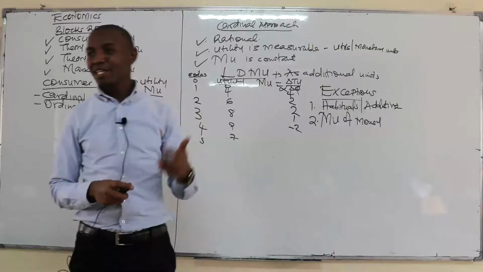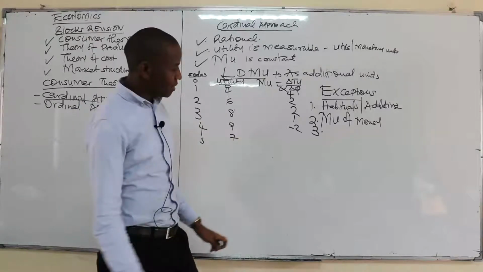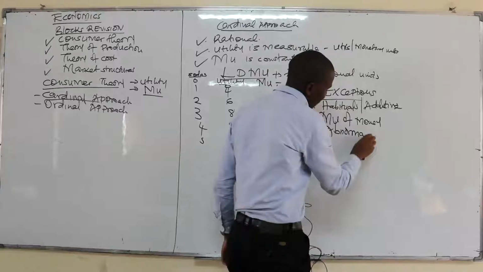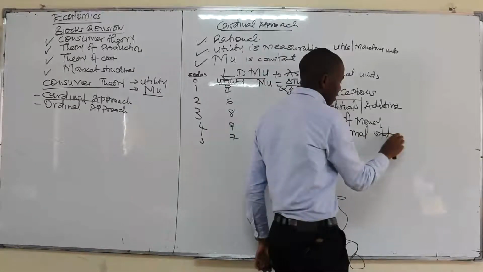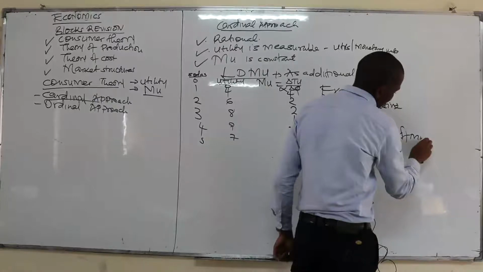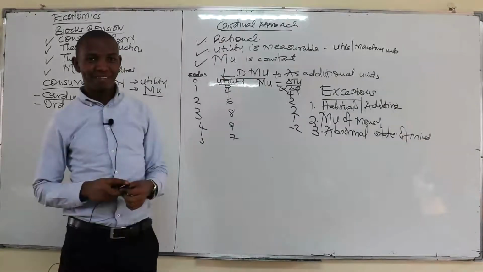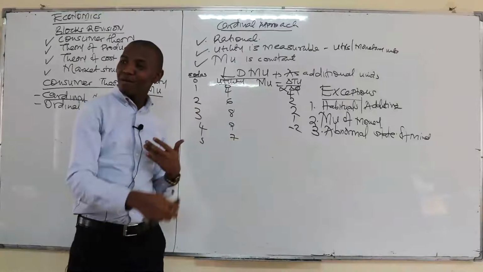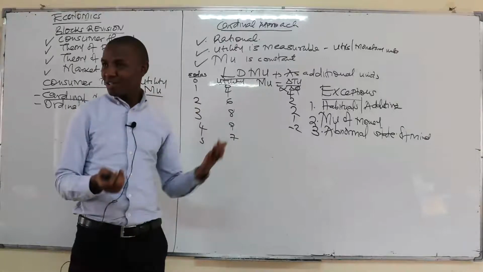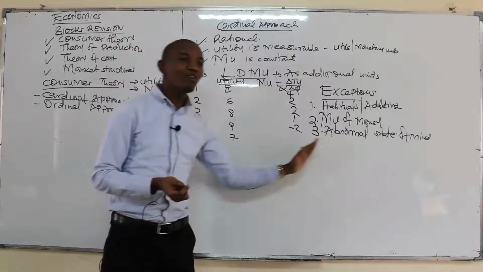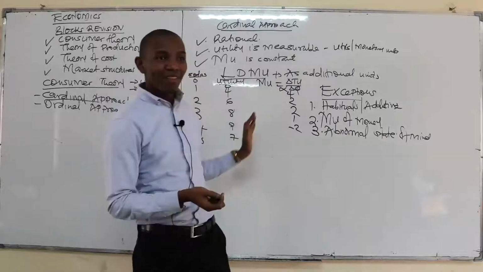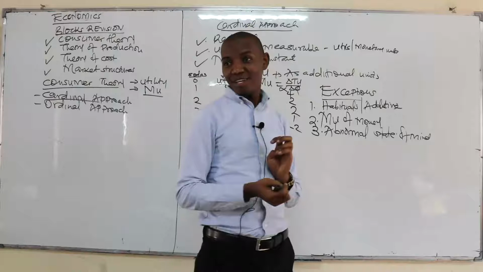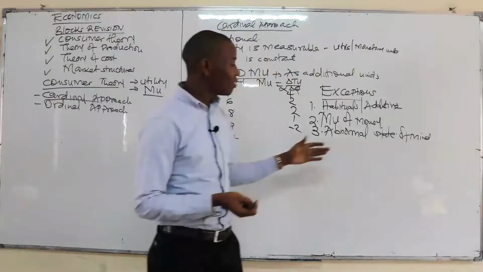Abnormal what? Abnormal state of mind. Abnormal state of. Now, kwa wale watu wanakuanga na mental disabilities, those people will just consume the good. The more they are consuming it, the more they are feeling what? Better, because they are consuming it without even knowing. So in that case, the more they are consuming that good, the more the what? The marginal utility. And therefore, in that case, the marginal utility is not declining.